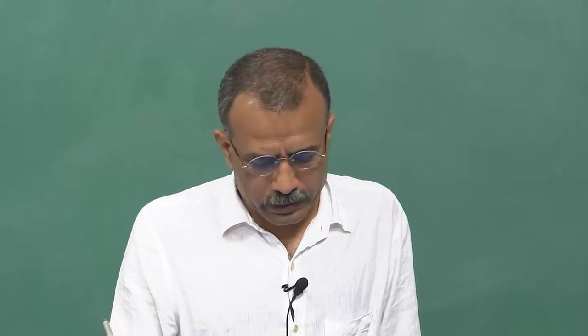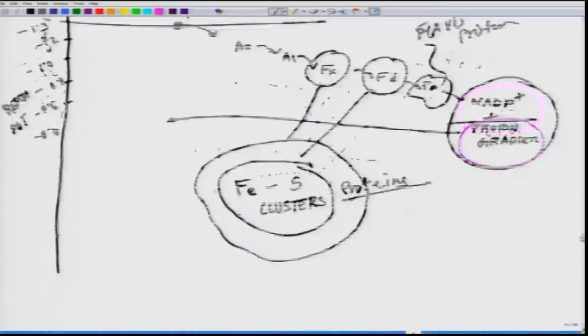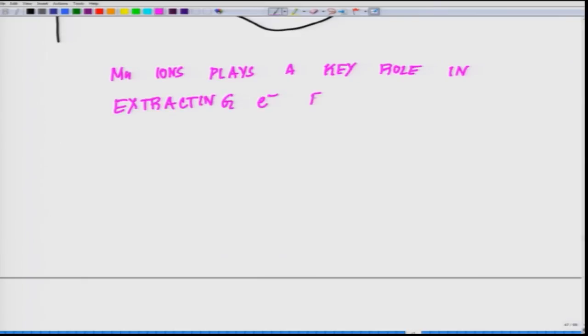Now, if you talk about the manganese cluster, this is one beautiful situation where if you look at the cluster, the way it looks like, it is something like a manganese. Let me just give you a bit of overview. Manganese ion plays a key role in extracting electron from water. In other words, they are water splitting. They are splitting the water molecule.